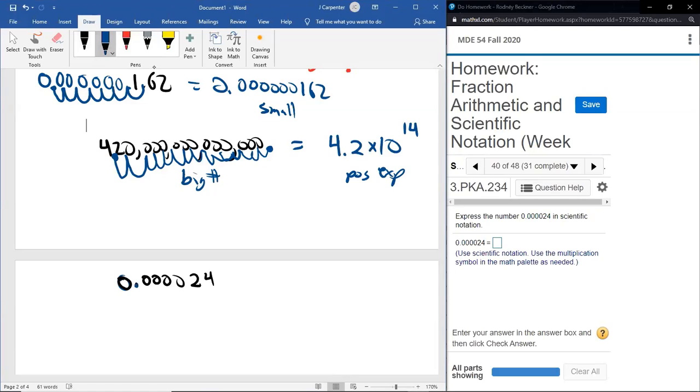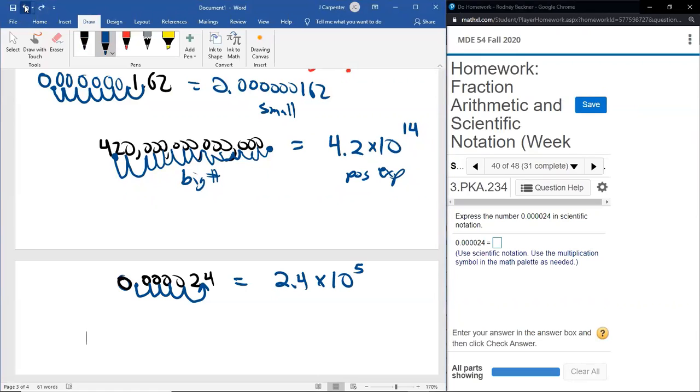So here's our decimal originally, and its goal is to get between the 2 and the 4, the first non-zero number from the left. So we've got to go right this time. 1, 2, 3, 4, 5 times. So that says this will be 2.4. We don't need zeros in front of the 2 in this format. It just looks silly otherwise. So 2.4, then our times 10, and we moved it 1, 2, 3, 4, 5 times. So the exponent is either a positive 5 or a negative 5. The question is, is it positive or is it negative?